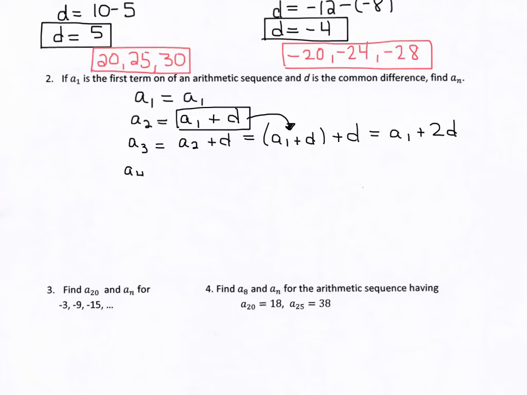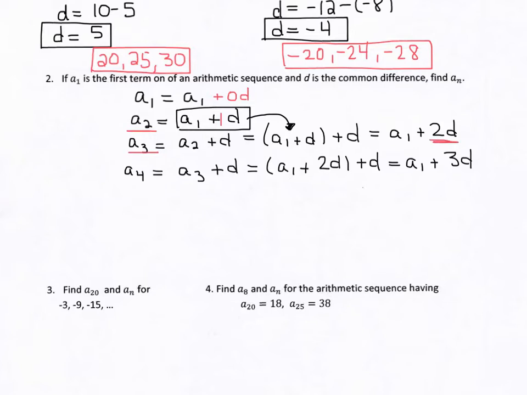Okay, let's see. A sub 4, we know, is our a sub 3 plus d. And once again, substituting in for a sub 3, we have the quantity a sub 1 plus 2d, plus d, which simplifies to a sub 1 plus 3d. So, anyone start to notice anything? Well, when I look at a sub 1, this is really like a sub 1 plus 0d. A sub 2 was a sub 1 plus 1d. A sub 3 was a sub 1 plus 2d. A sub 4 is a sub 1 plus 3d.